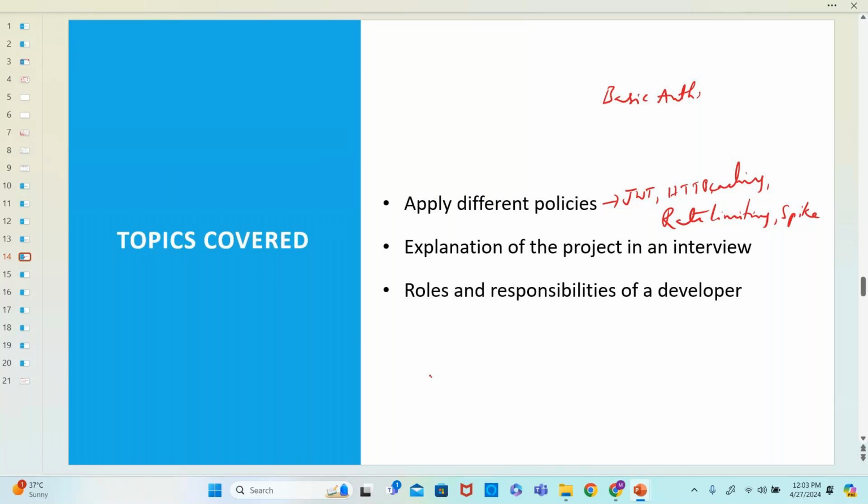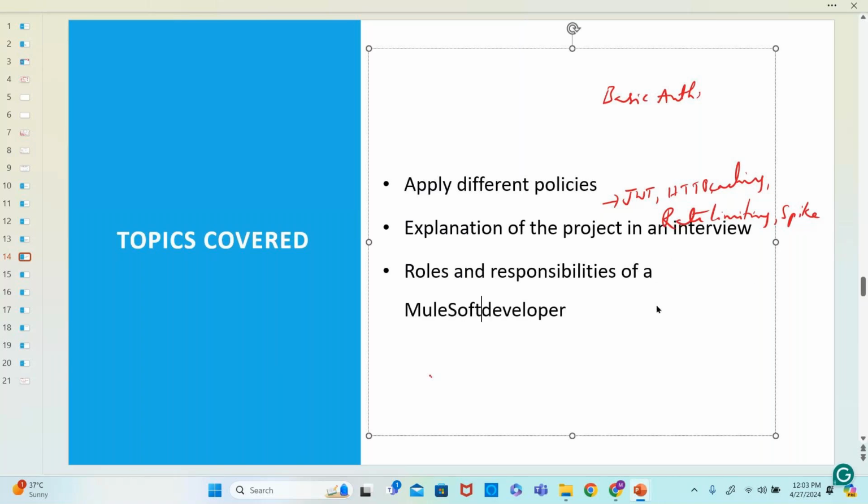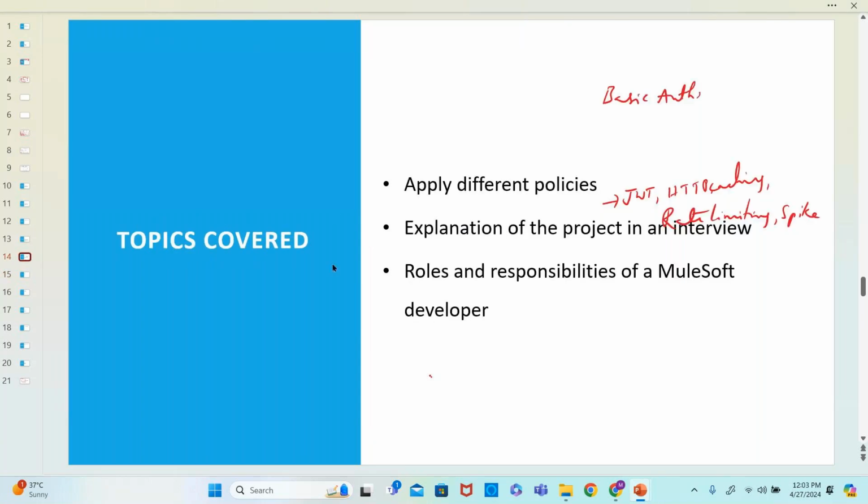And the roles and responsibilities of a MuleSoft developer. These are the topics covered in this section. Any queries on the topics covered?